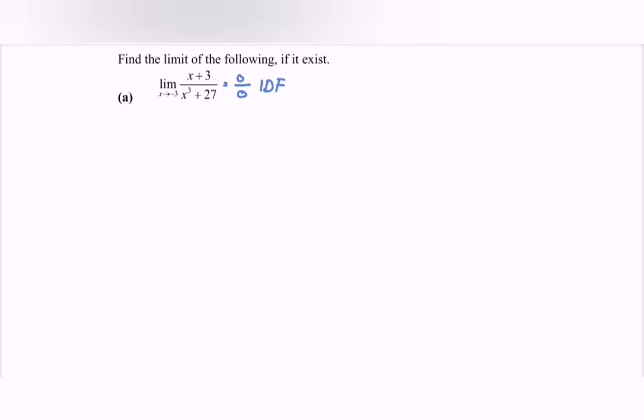So here we have three options. We can make use of multiplying by the conjugate, factorization, or long division. My suggestion would be using the long division. So we have x to the power of 3 plus 0x squared plus 0x plus 27, divided by x plus 3. So here we have x squared.